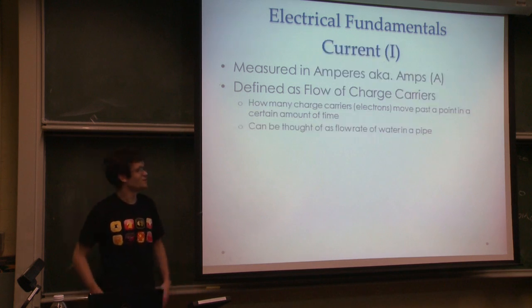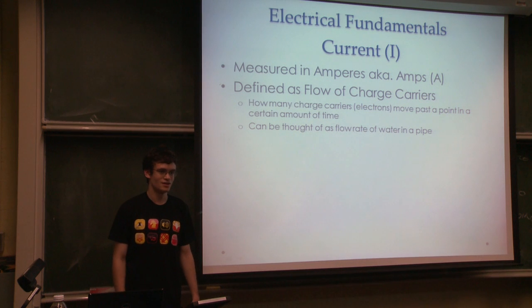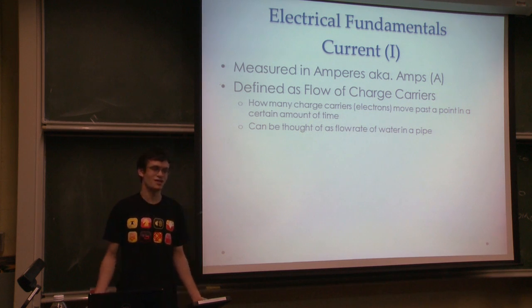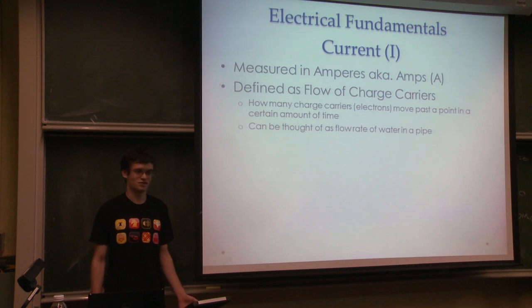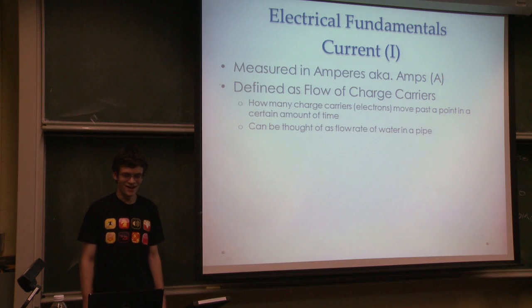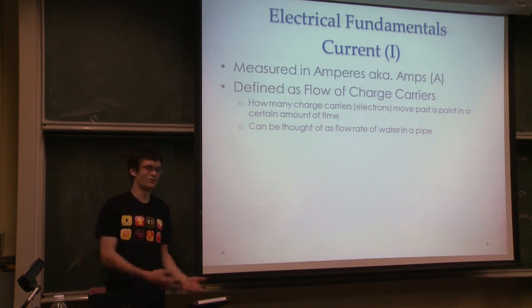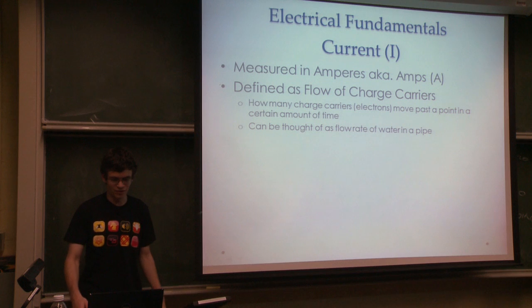Second fundamental variable is current. Use the letter I, measured in amps or amperes if you want to get long and fancy. And this is the rate of flow of the charge carriers, usually the electrons. If you're getting fancy, it's also holes in 220. And this is the flow rate of the water through your pipe or wire.